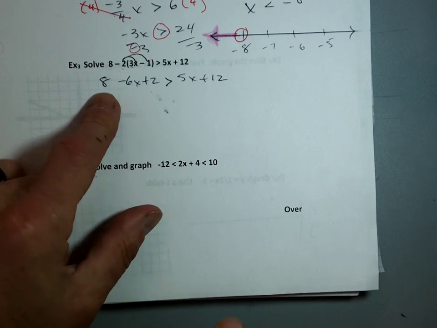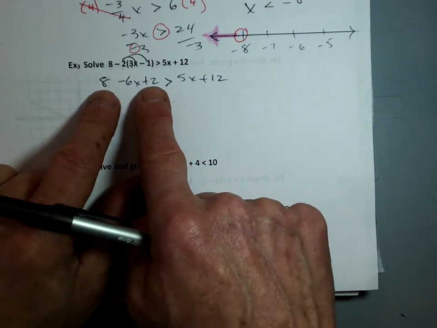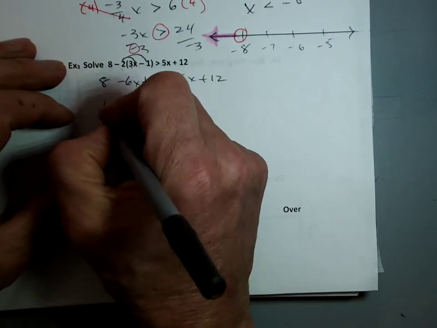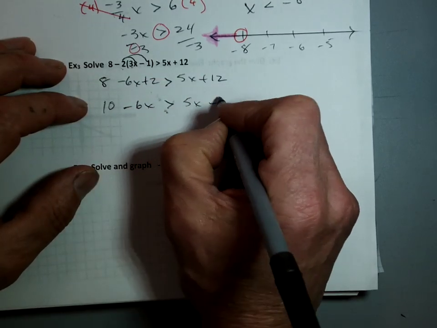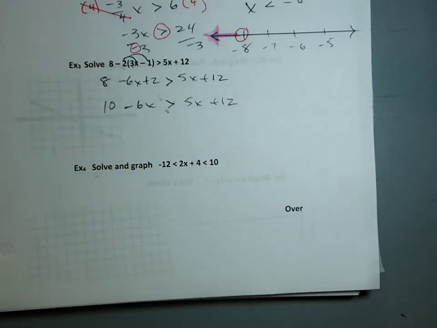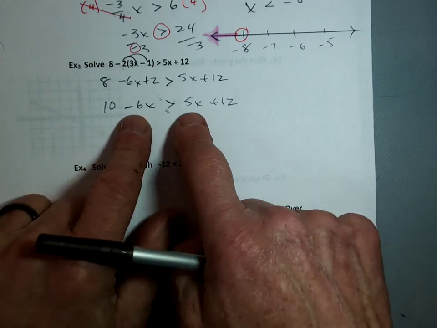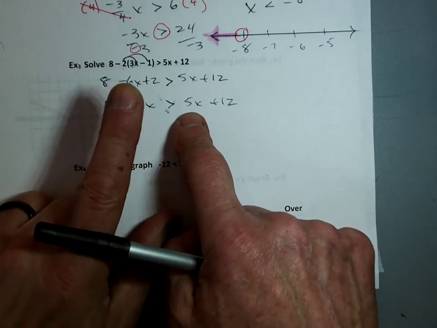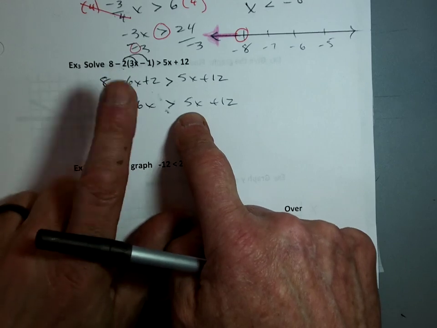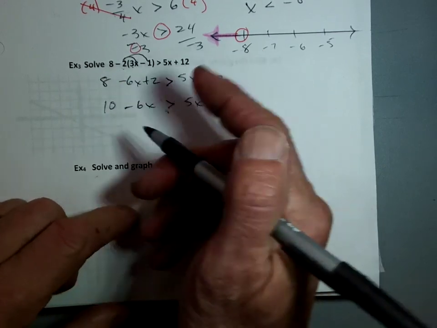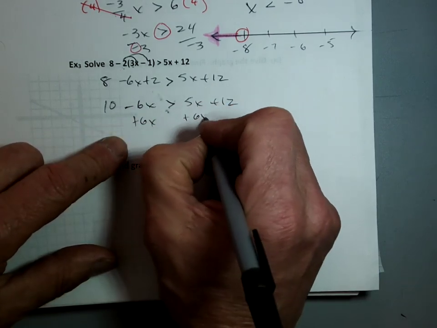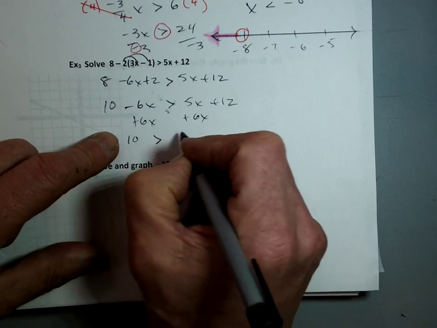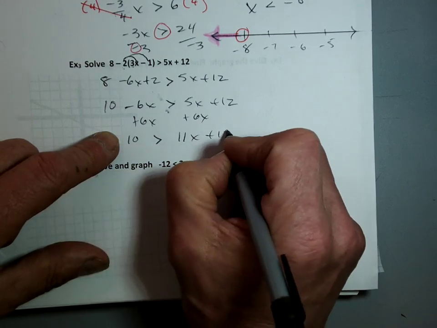I'm going to tidy up a little bit because I've got 8 plus 2. I'll make that 10. So a 10 minus a 6x is greater than a 5x plus 12. Might have a fraction answer, but I can live with that. So I have x's on both sides. That's okay. I can deal with that. I'm going to add 6x because that's going to get rid of this one. I said it wrong. Plus 6x, plus 6x. I'll have 10 is greater than 11x plus 12.